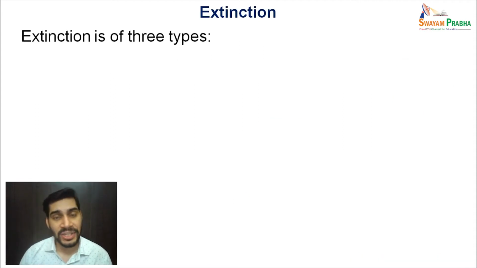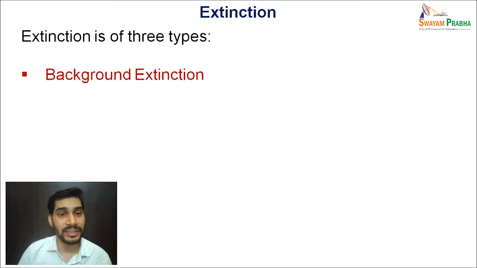Now this extinction is of three types. The first extinction type is called background extinction. As the name suggests, this is the extinction event which is already going on in the background. That means there is no sudden extinction event associated with it. It is a very steady, ongoing process of evolution where species normally keep on going extinct naturally.